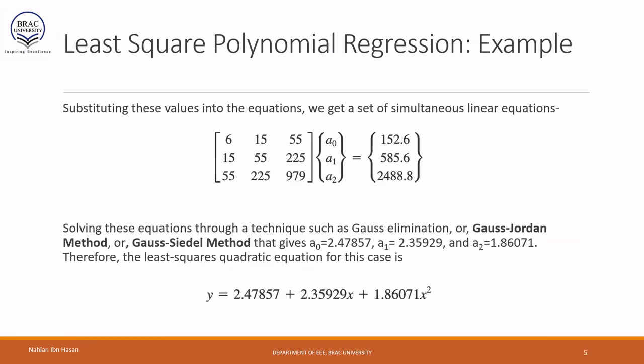So we have this system of three equations. We can easily apply those solving techniques for systems of linear equations from the last section, Gauss-Jordan or Gauss-Seidel or Cramer's rule, and we can solve for the three unknown terms, a0, a1, and a2. Once we do that, we get a second order polynomial regression. a0 is 2.47857, a1 is equal to 2.35929, and a2 is equal to 1.86071. So this is the fitted polynomial regression line.